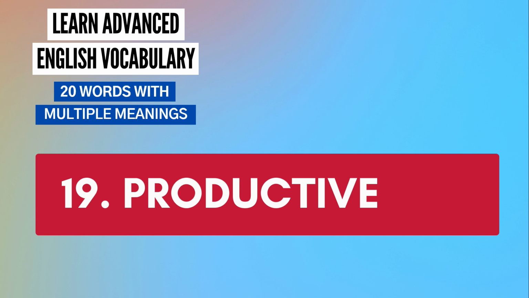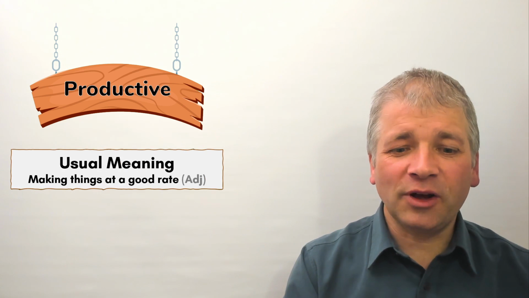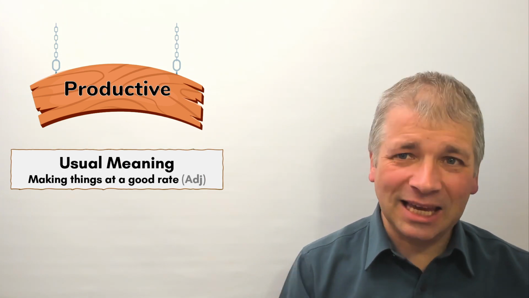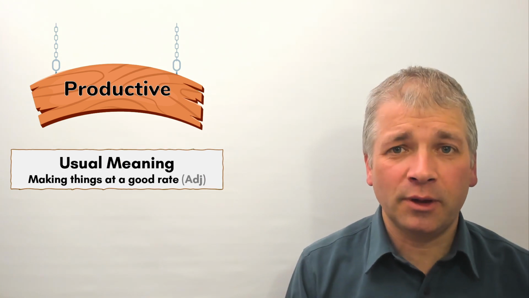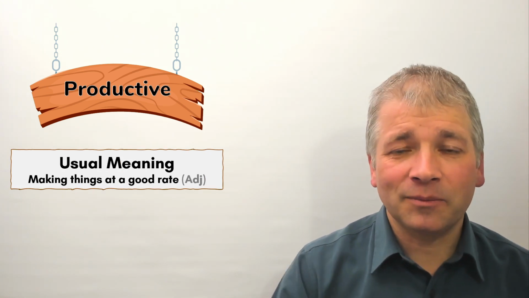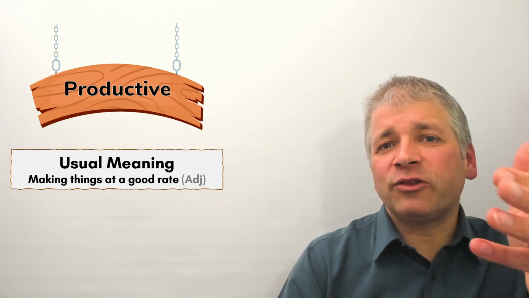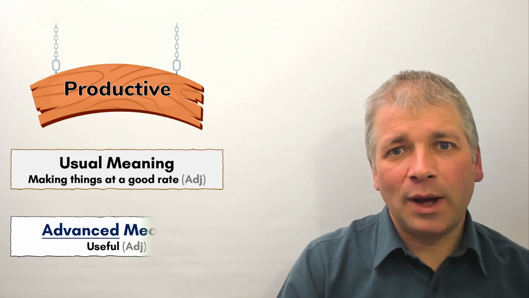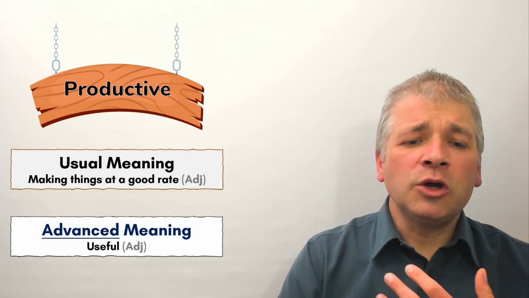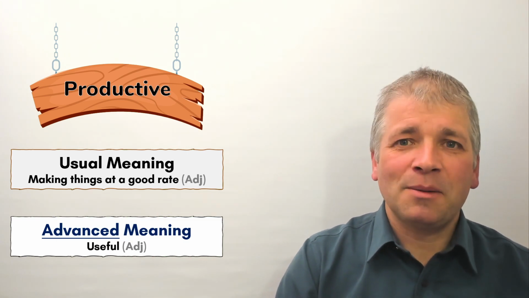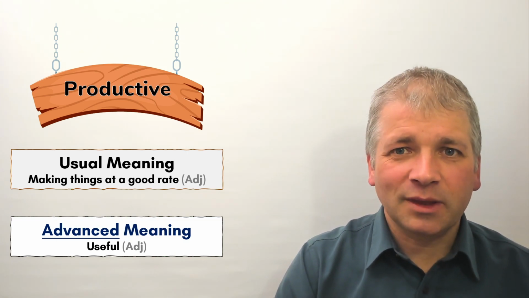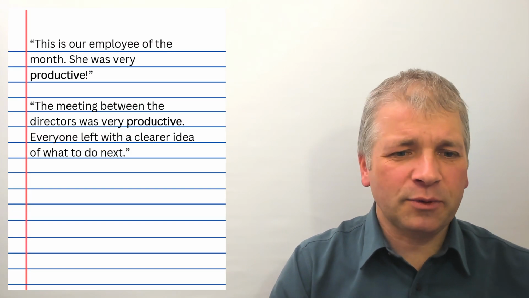Word 19 is productive. Productive usually means making things at a good rate. It comes from the word produce, which is all about making. But we can stretch this meaning a bit further as well. We can also use it simply to mean useful as well as making things. Read the examples of both.